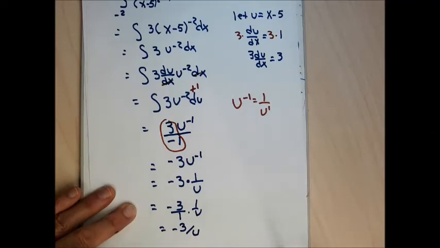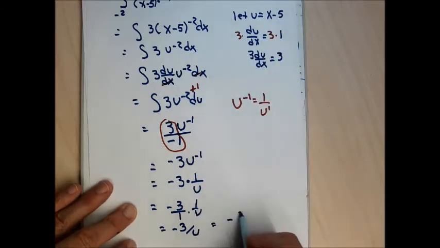So almost ready to start stuffing numbers in. I'm going to change that u to an x minus 5 because u is equal to x minus 5. And this whole disgusting integral comes out to negative 3 over x minus 5.